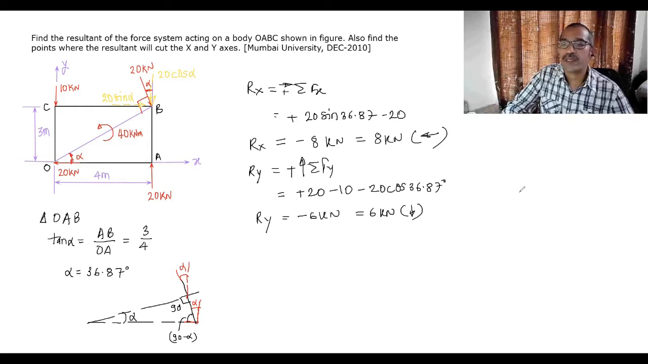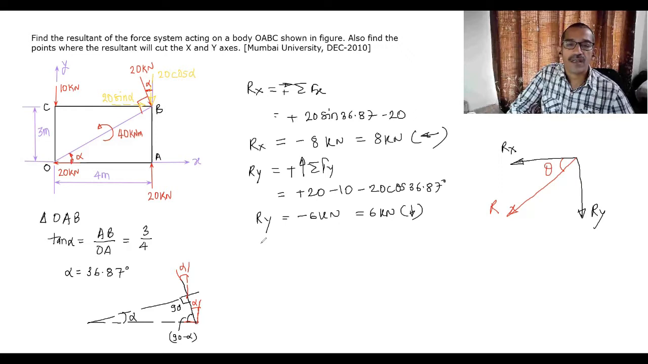Now the direction of Rx and Ry: this one is nothing but Rx leftward, Ry downward. That means your resultant force, if I represent it, lies in the third quadrant like this. This is R and this angle is theta. How will we get the magnitude of the resultant R? Applying Pythagoras theorem, R is the square root of Rx square plus Ry square.